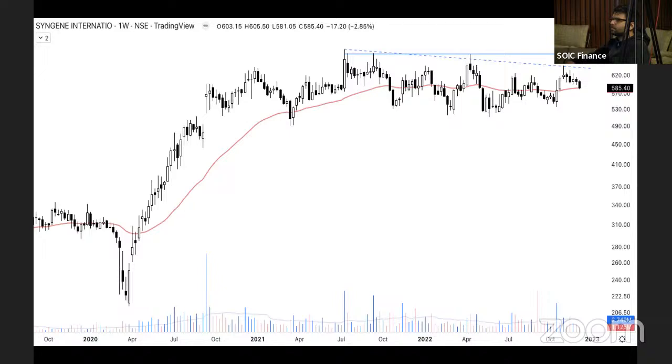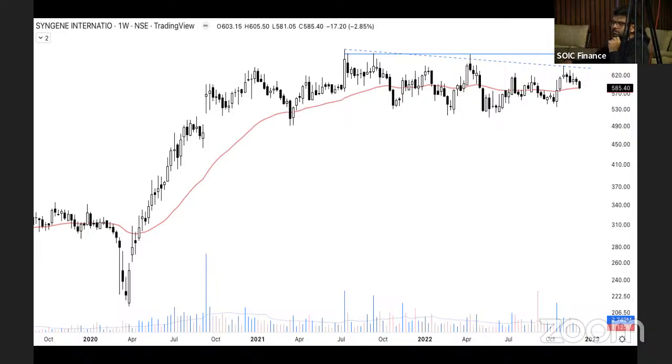Now you see here, sleeping stock, Syngene International. So you can buy at that blue line or maybe the dashed line. So this dashed line will give you an early entry. But this diagonal line is difficult to trade for a beginner because immediately when it breaks out, it faces resistance at the horizontal line. So I usually take first entry at the diagonal breakout and the second one at the horizontal breakout.